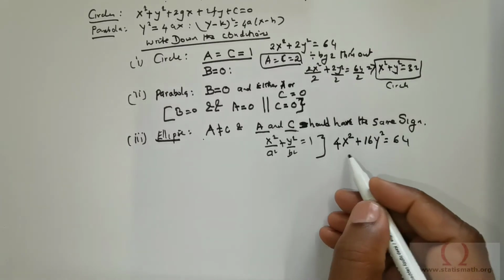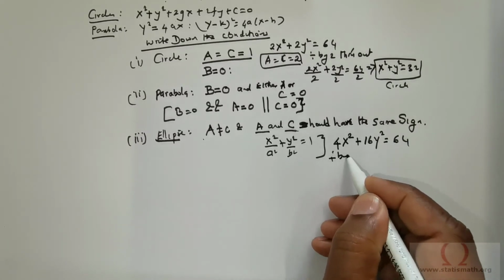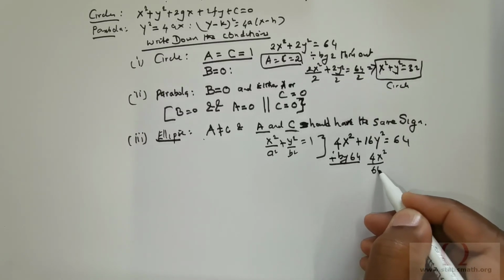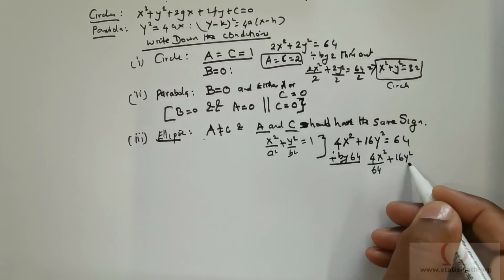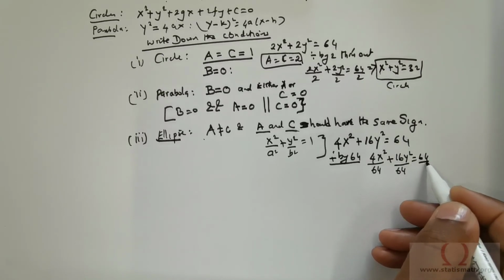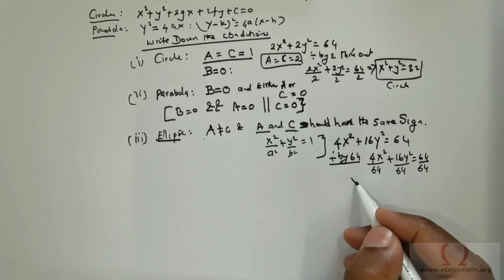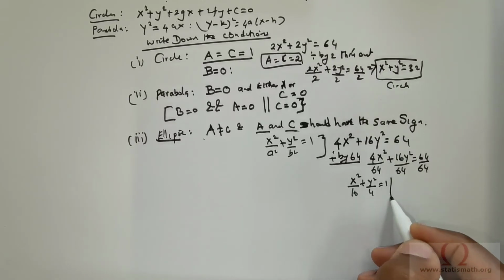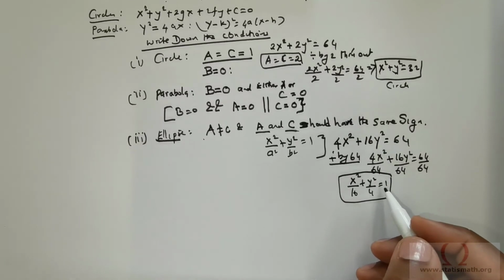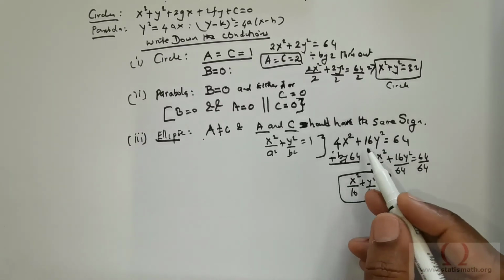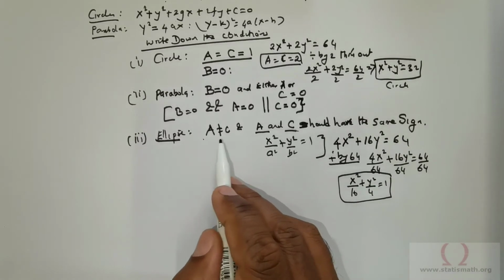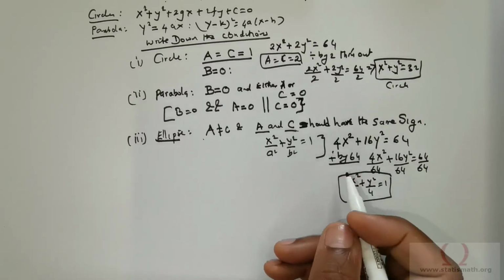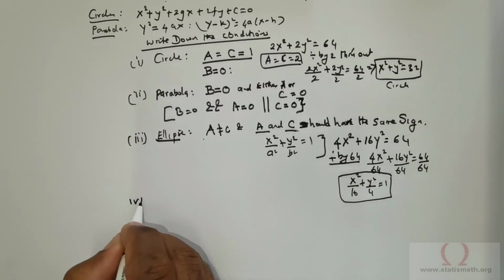So in this case, if we divide both sides by 64, we would get 4 times x squared divided by 64 positive 16 times y squared divided by 64 is equal to 64 divided by 64. In this case, it's going to be x squared divided by 16 positive y squared divided by 4 is equal to 1, which is the equation of the ellipse. So I hope you're able to catch the gist of it when they say that the coefficient of a should not be equal to the coefficient of c, and that a and c should have the same sign. So having said that, moving on.